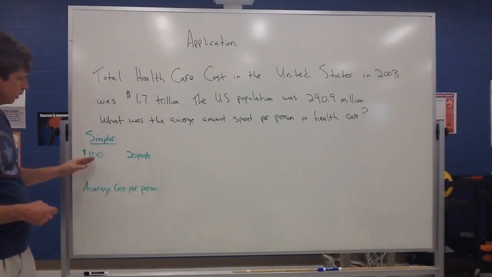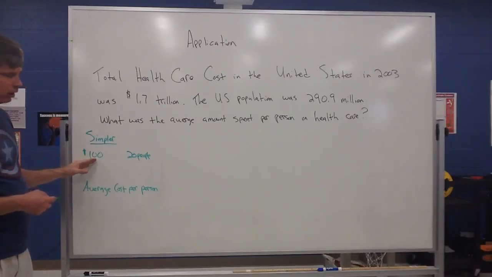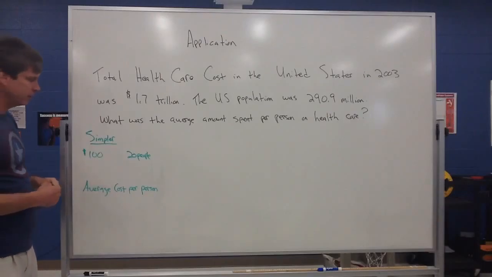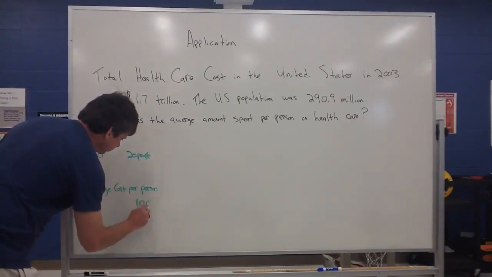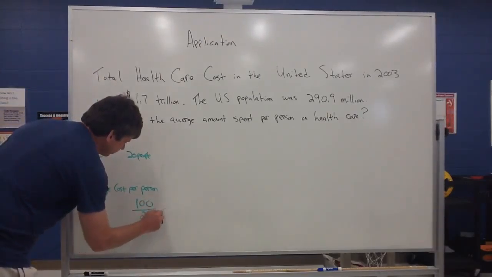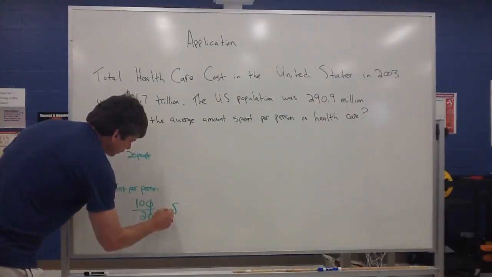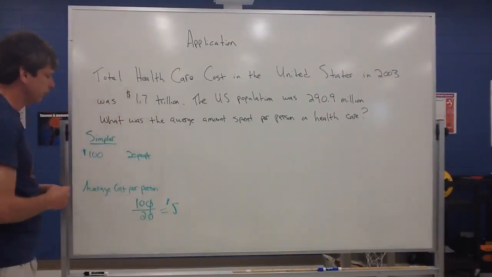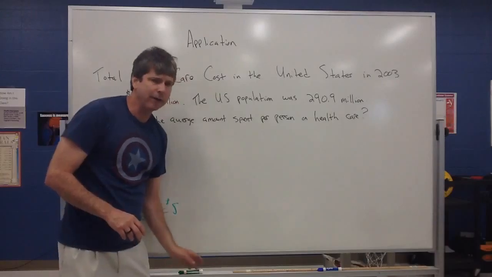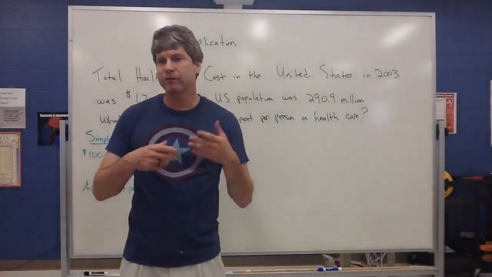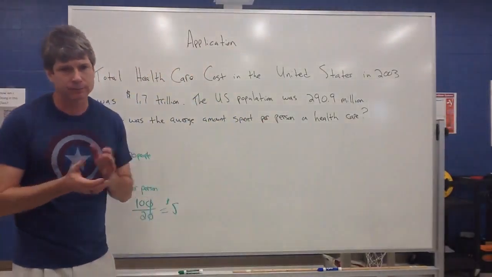So what I pick up on is, if I have $100 altogether and I'm sharing it among 20 people, that average cost sounds like it's going to be a division problem. So 100 divided by 20, so I get $5 per person. So on average, each person is going to be using $5 of that $100.